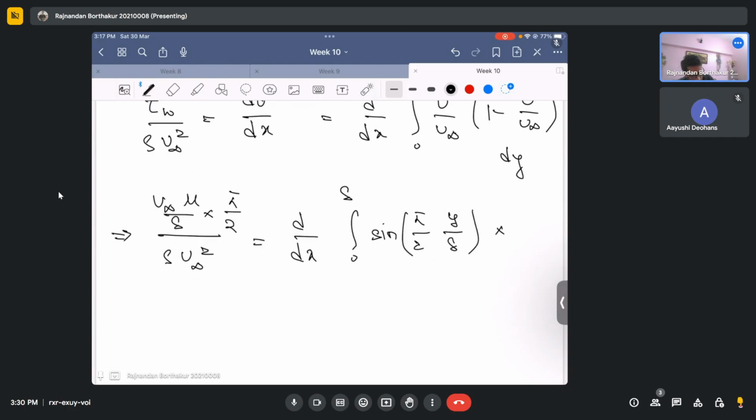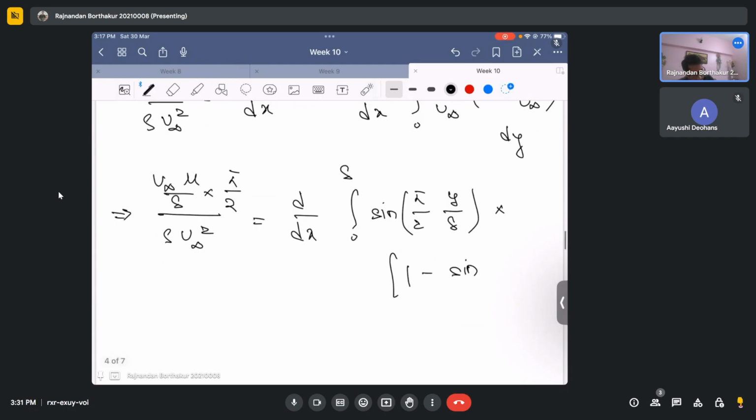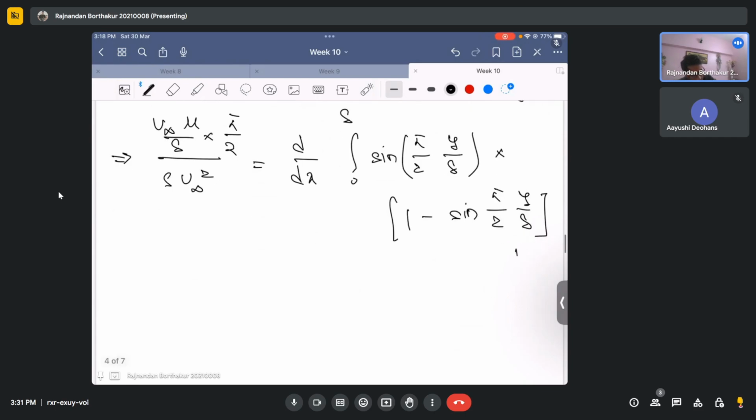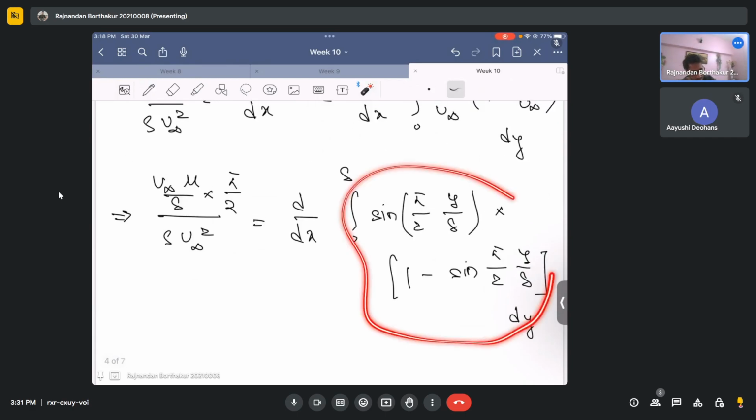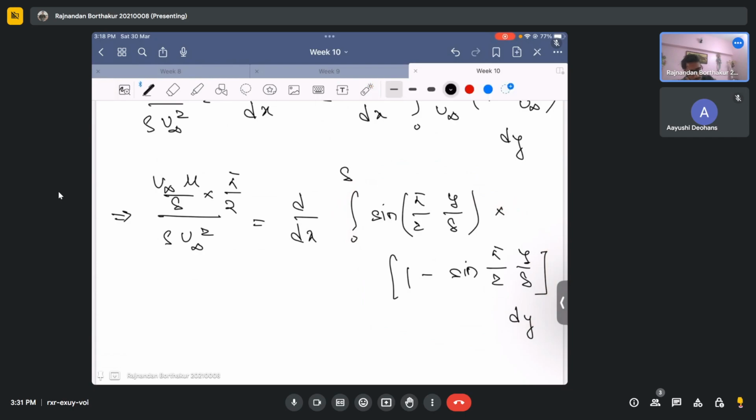Okay. Into 1 minus sine of pi by 2 into y by delta, times dy. All right. So before solving the integral, we need to solve this integral, but before solving that, let's first simplify this term. So u infinity will be cancelled by this.